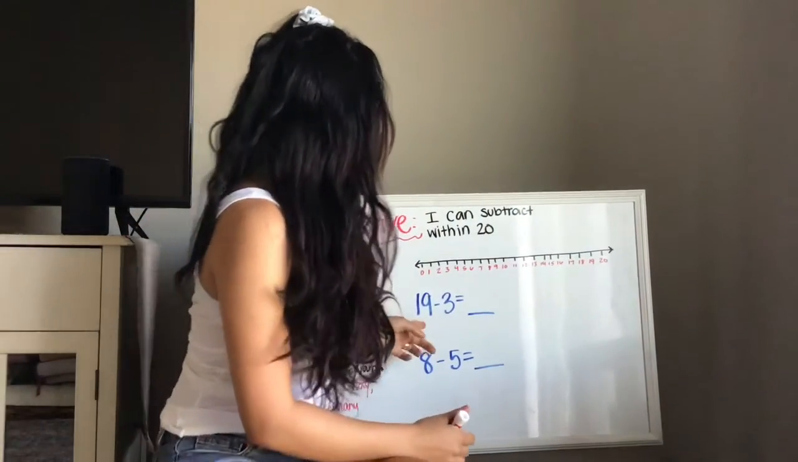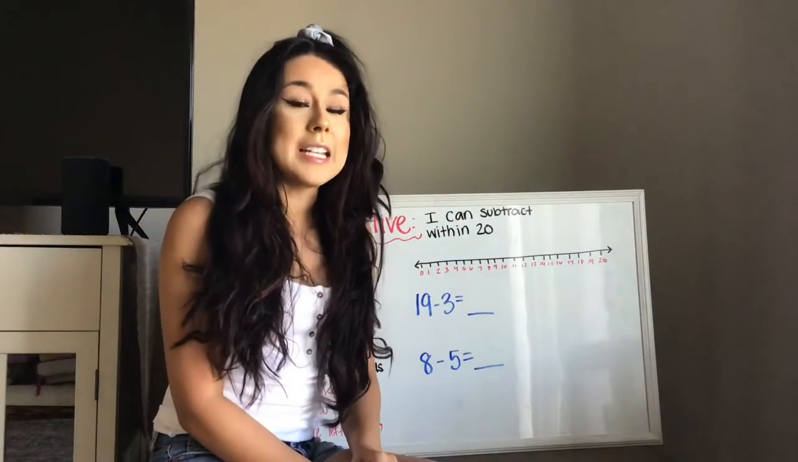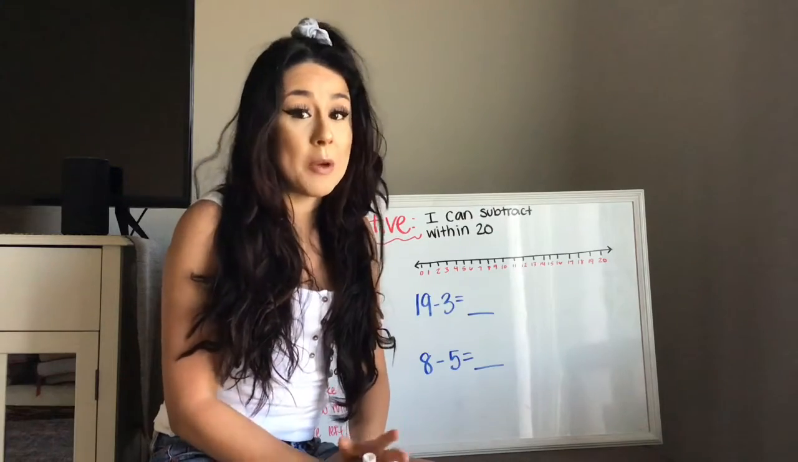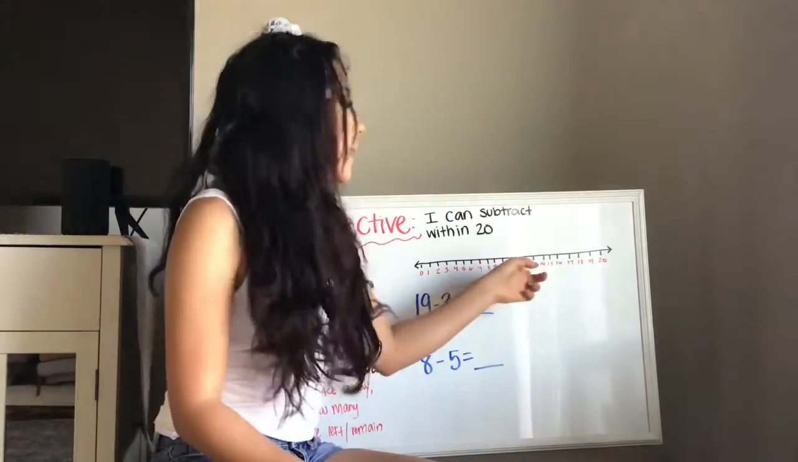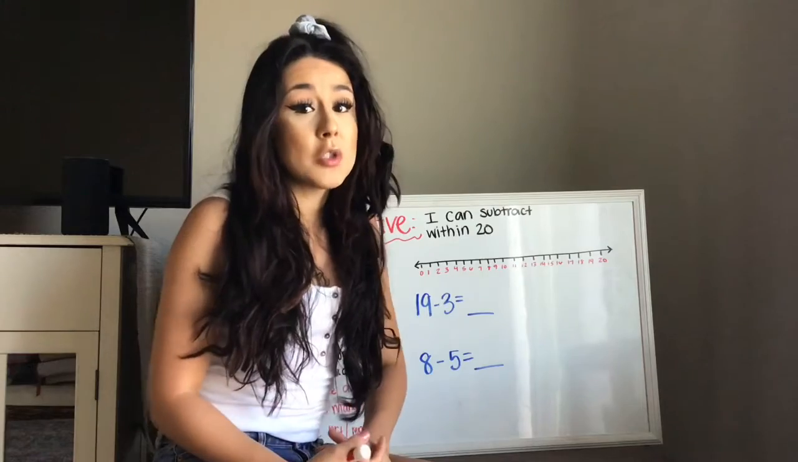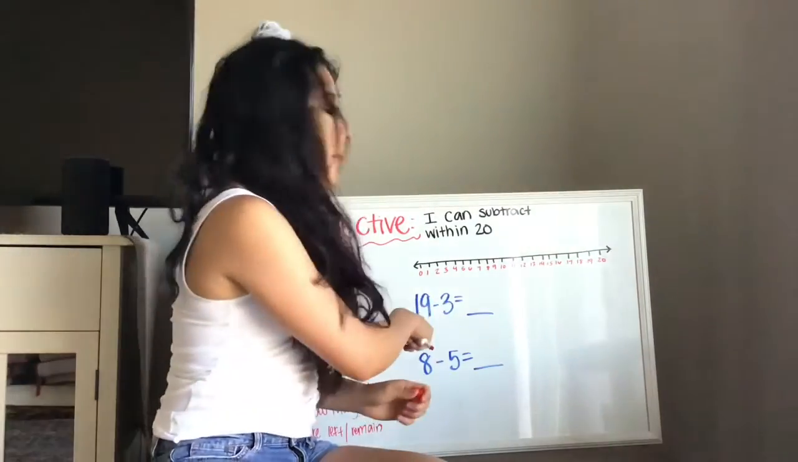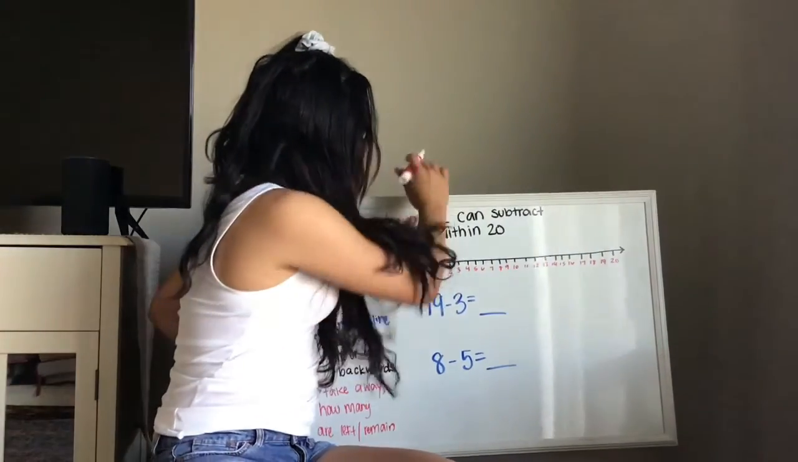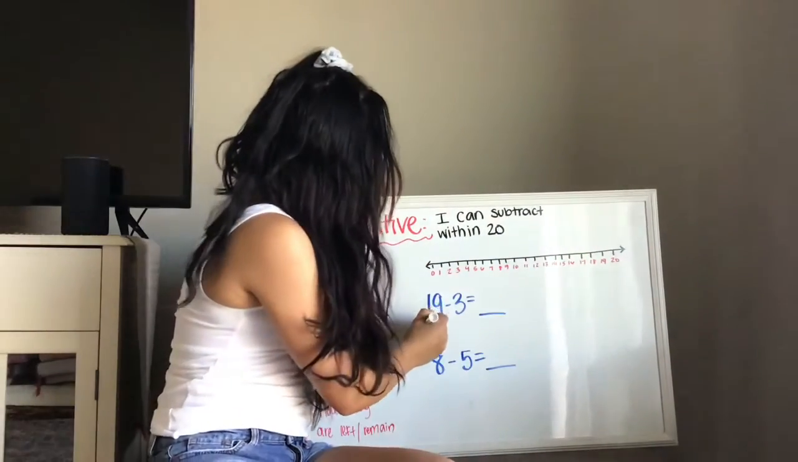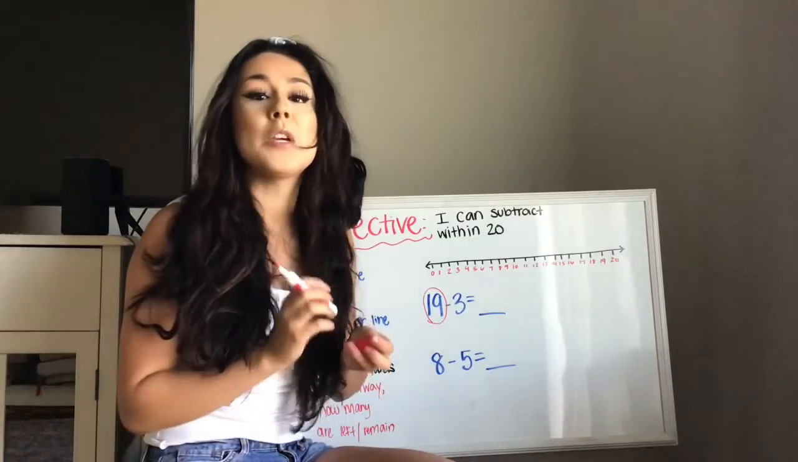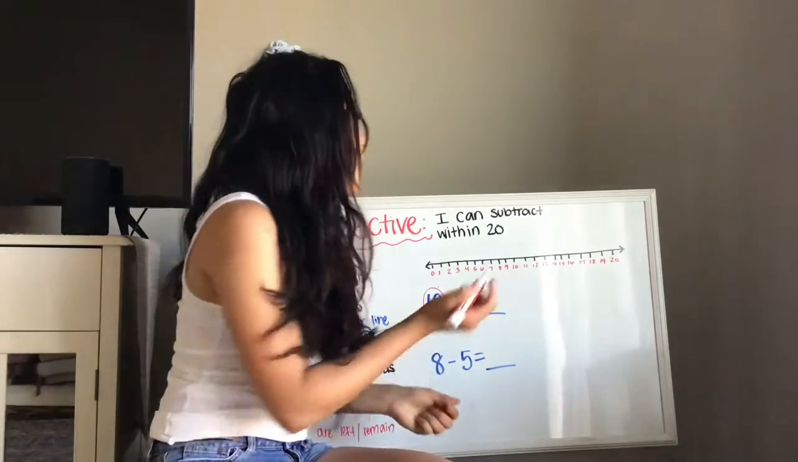So we have 19 minus 3. 19 is a pretty large number, so we're going to use the number line on this. Again, you could draw a picture. Just know it's going to take some time and you need to make sure you're only drawing the amount it says. This first number is telling us how many we're starting with. So we're starting at 19.